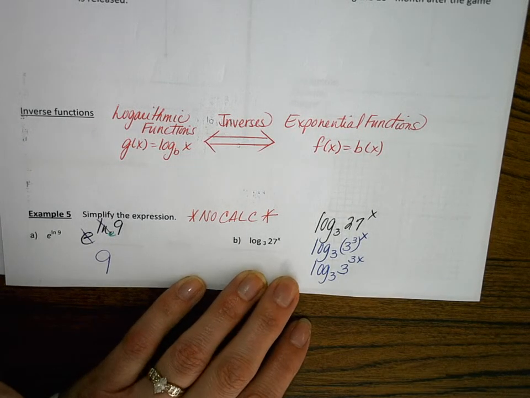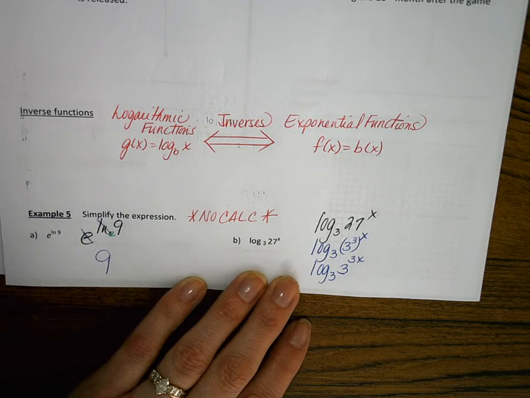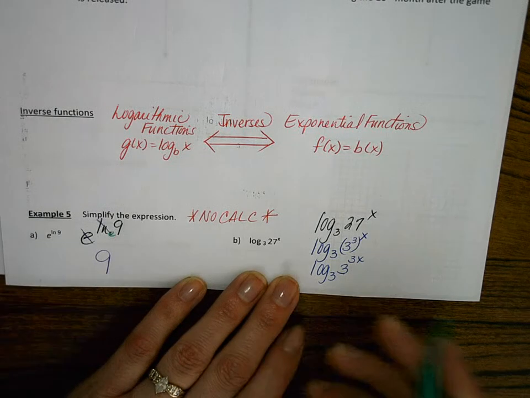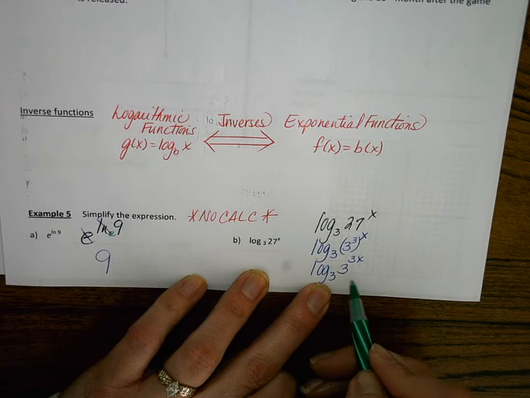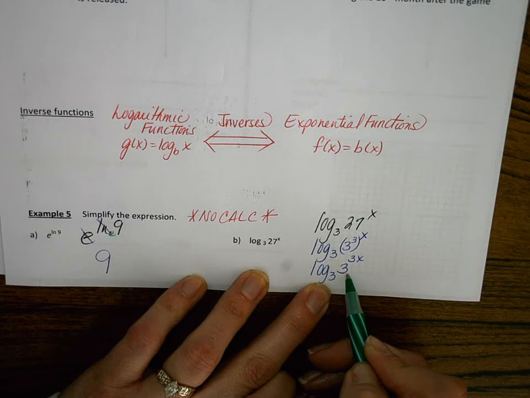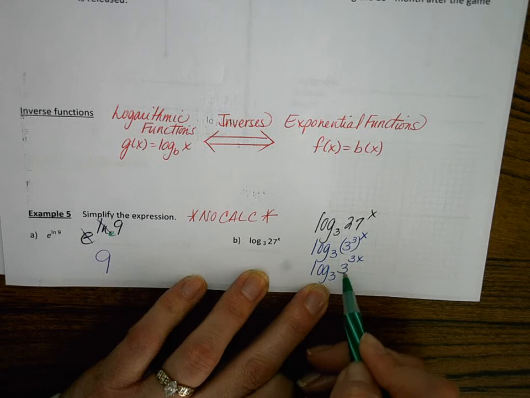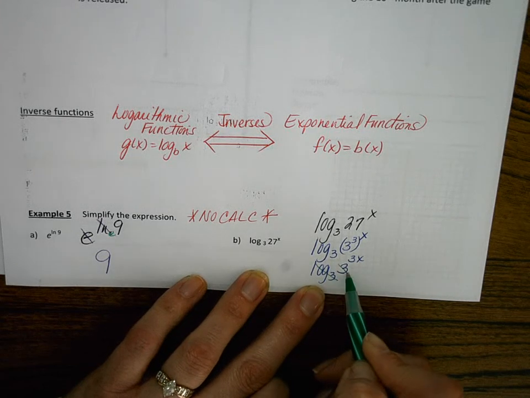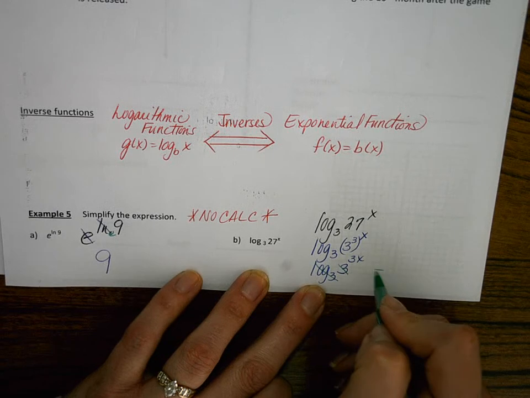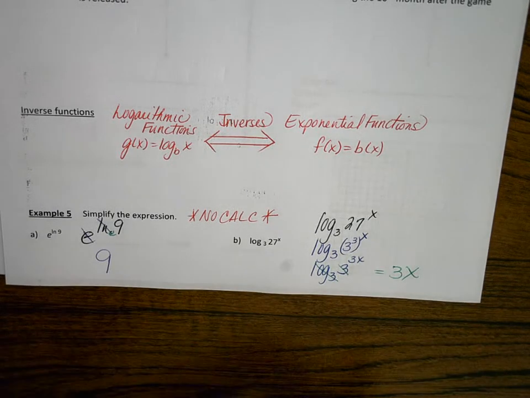All right, what is the base of my logarithm? 3. What is the base of my exponent? 3. The base of my exponent is 3. The base of my logarithm is 3. They're going to cancel, and what am I left with? 3x. Now, when you're finding a logarithm, you're finding a what? An exponent.